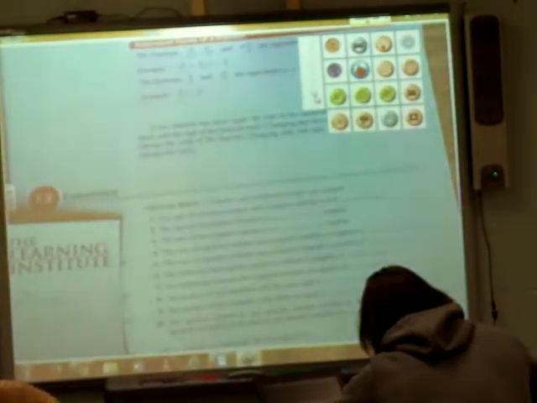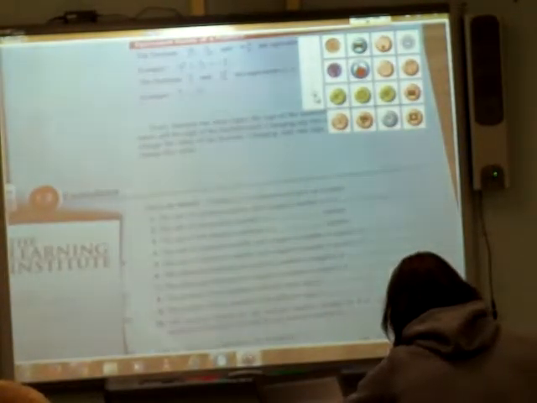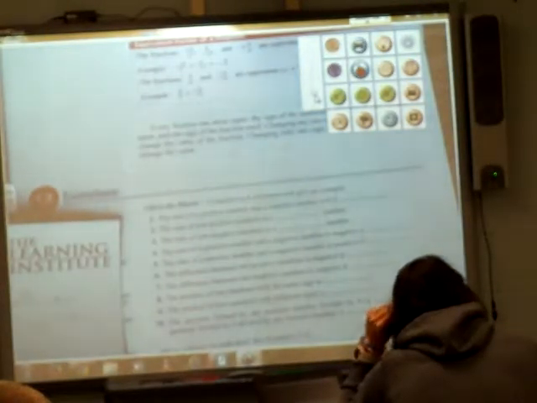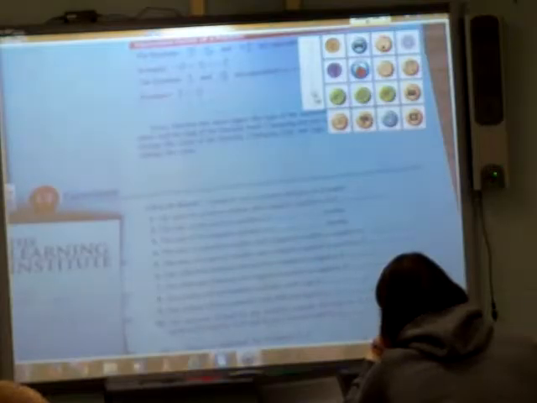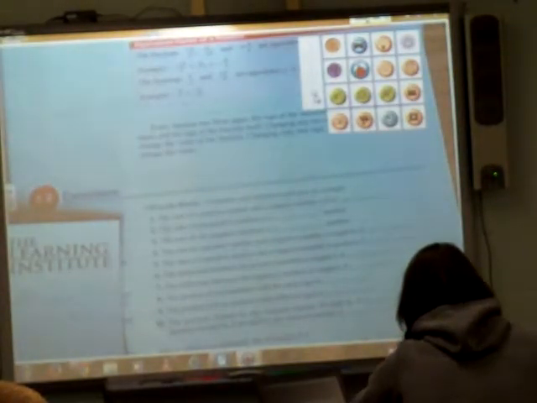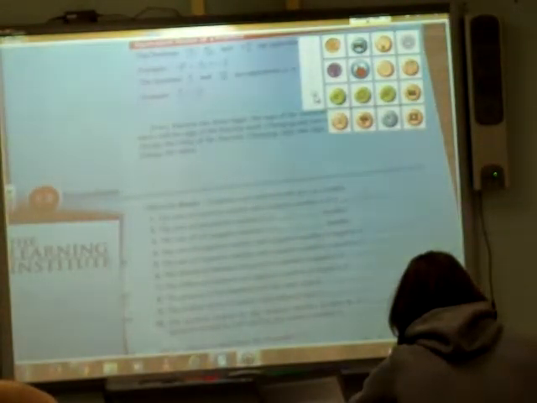Where are we at? 8? Is that where we are? Products of two numbers, this was an easy one. Product of two numbers with the same sign, positive. Product of two numbers with different sign, number 9, negative. And then number 10 was the one I gave you the hint on.